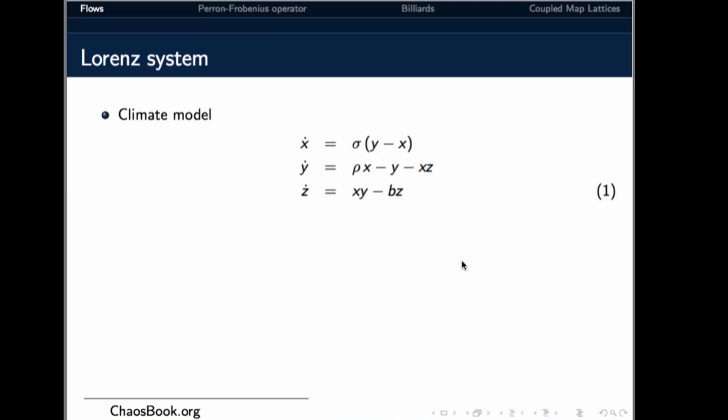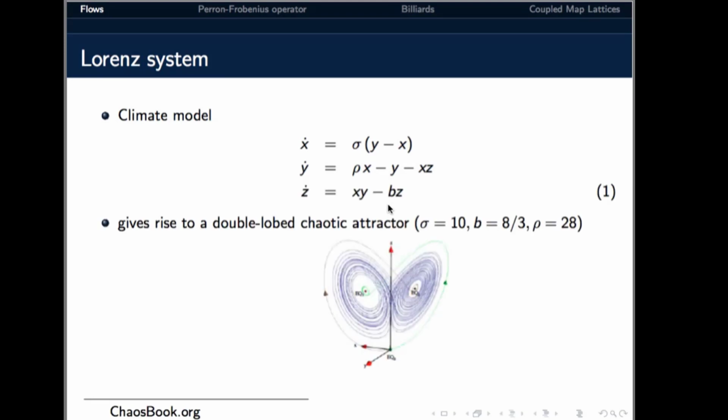The Lorenz system is famous in chaos as a paradigm of chaos. It's a three-dimensional dynamical system, and it's nonlinear. It was born as a climate model, a toy model approximating a weather model. As far as we are concerned, we care about it because it has this attractor.